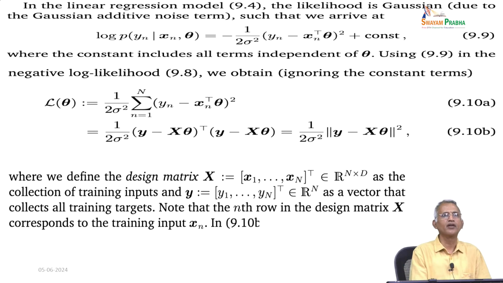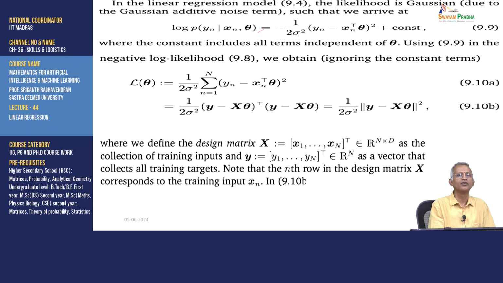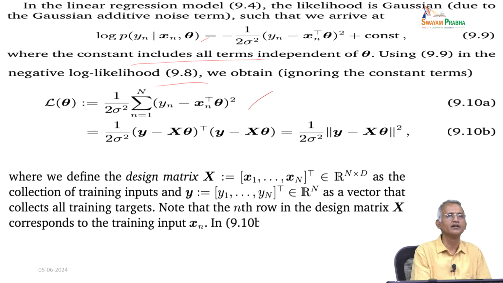In the linear regression model, the likelihood is Gaussian due to the Gaussian additive noise term, such that we arrive at log p(y_n | x_n, θ) = −(1/(2σ²))(y_n − x_n^T θ)² + constant, where the constant includes all terms independent of θ, and equation 9.9 is the negative log likelihood. Ignoring the constant terms, we obtain L(θ) = (1/(2σ²)) ∑_{n=1}^N (y_n − x_n^T θ)².